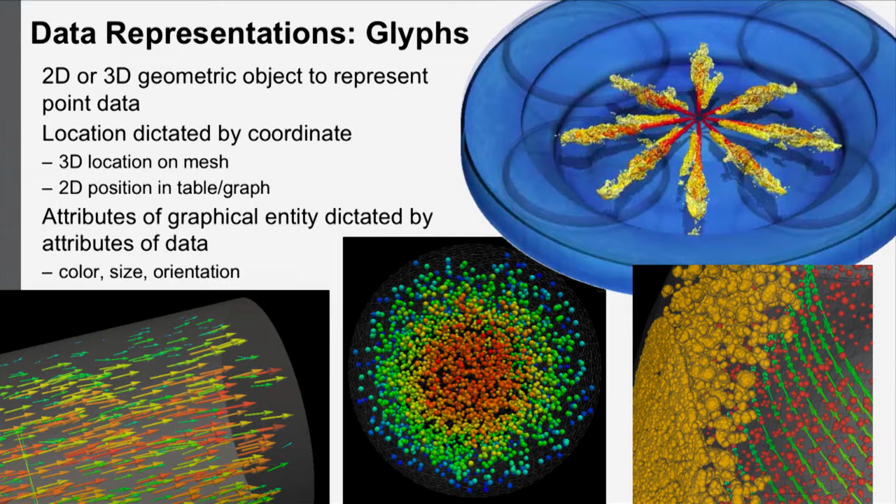So glyphs, right, are another representation. It's basically 2D or 3D geometric objects used to represent point data. So location is dictated by the coordinate, whether it's a 3D location on a mesh, or perhaps a 2D position in a table or a graph, for example. And then largely what visualization in general really is, is taking attributes of the data and assigning them to graphical attributes, right?